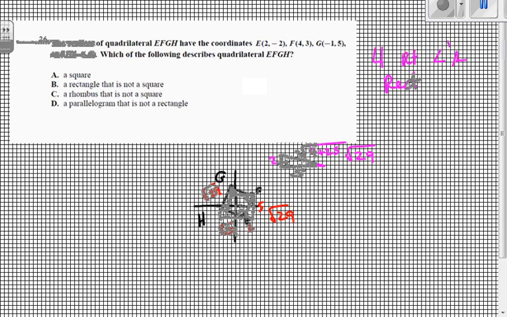Which means all 4 right angles, all 4 sides, it is definitely a square, okay? And ta-da, that's it. We're done with the review.